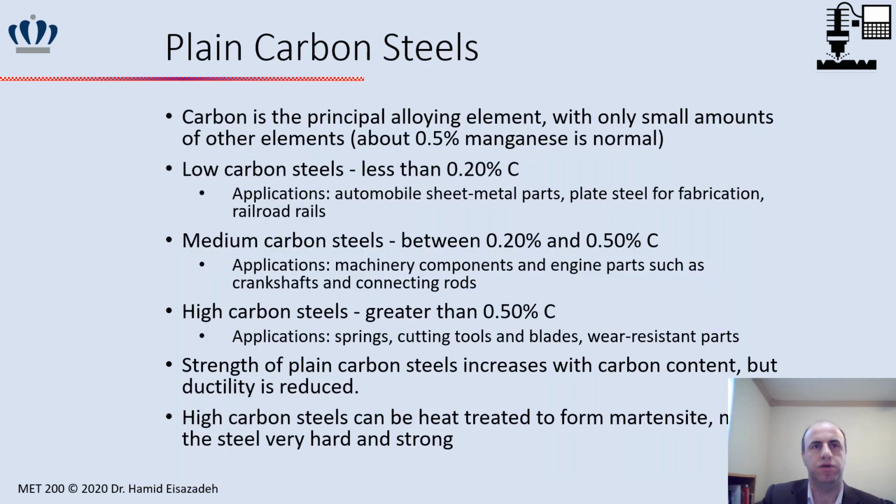Okay, here we already mentioned that carbon is the principal alloying element in the plain carbon steel. We have three types: low carbon, medium, and high carbon steel. We don't have ultra high steel because it has a limited application, so we are not mentioning it again in this slide. And then the manganese portion is going to be 0.5%, which is normal.